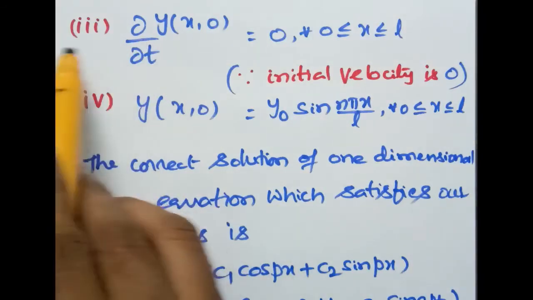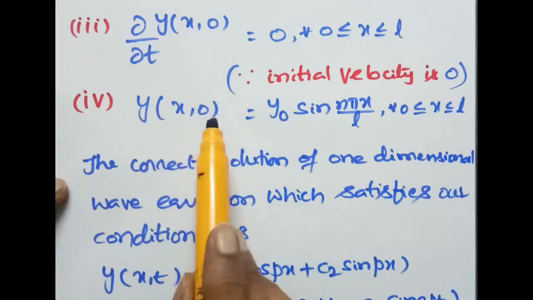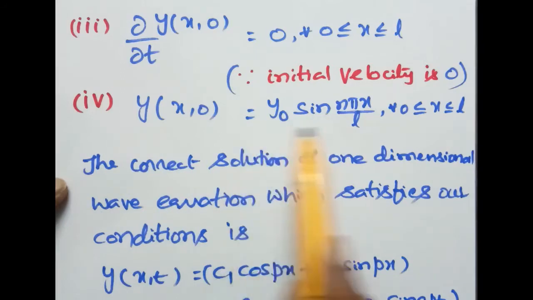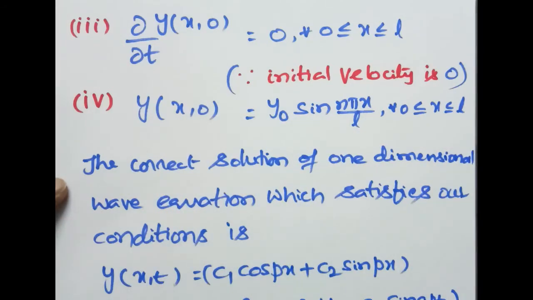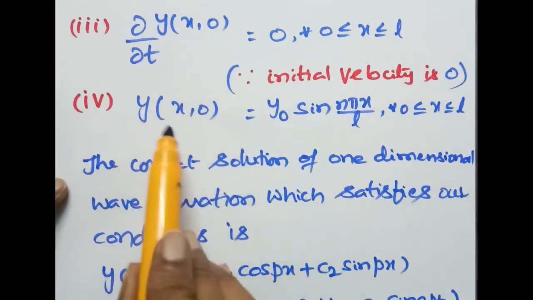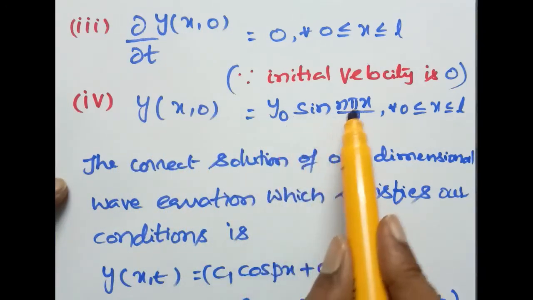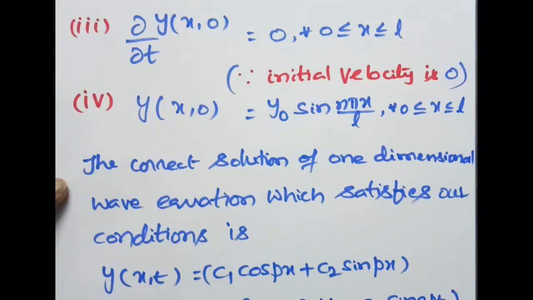Now applying condition number 4 in equation number 5. That means put t equal to 0 in equation 5 and then substitute y of x comma 0 is equal to y naught sin n pi x by L.